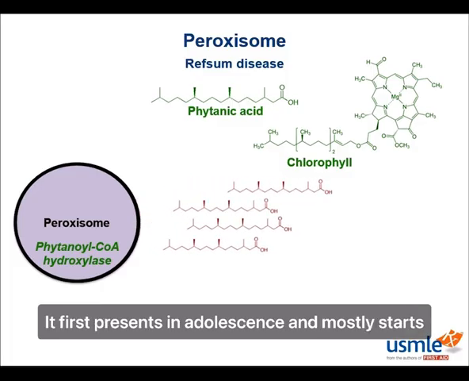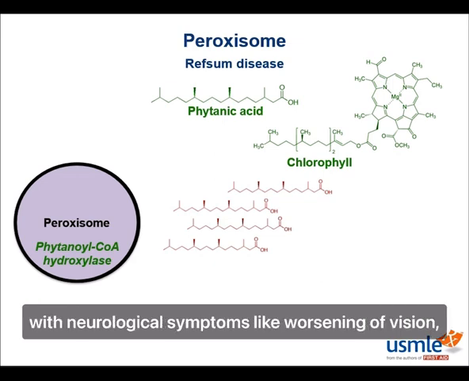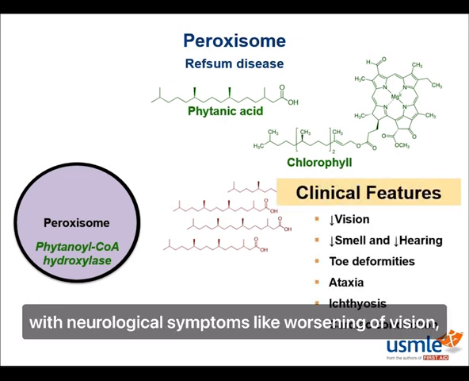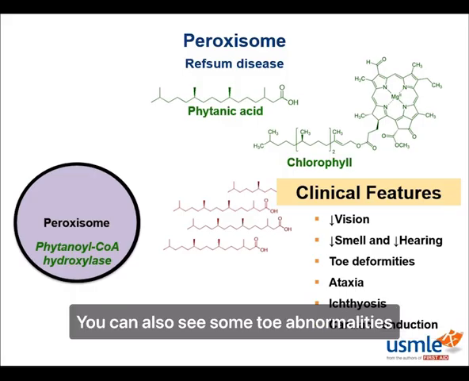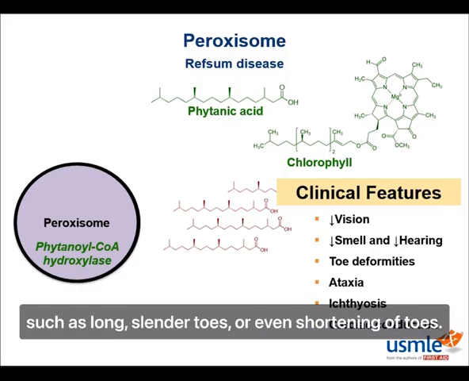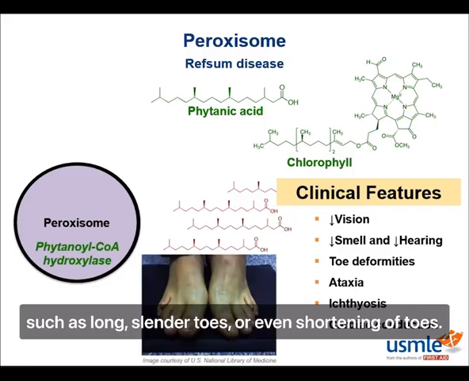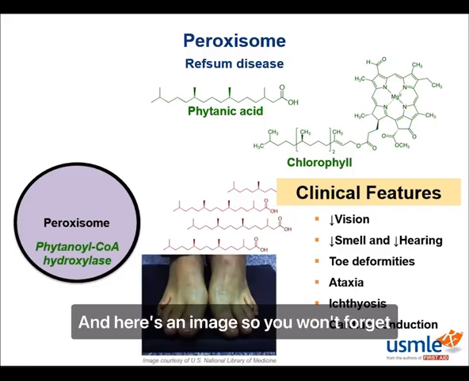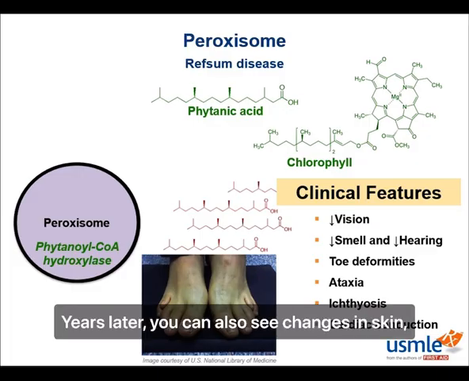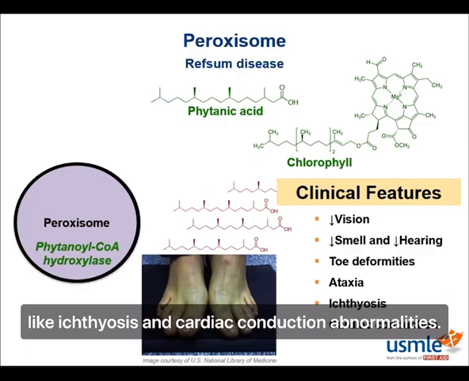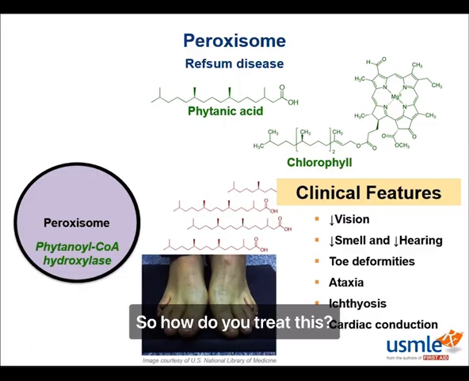It first presents in adolescence and mostly starts with neurological symptoms, like worsening of vision, sense of smell, and progressing to hearing loss and ataxia. You can also see some toe abnormalities such as long, slender toes or even shortening of toes. And here's an image so you won't forget what that looks like. Years later, you can also see changes in skin like ichthyosis and cardiac conduction abnormalities. So how do you treat this?